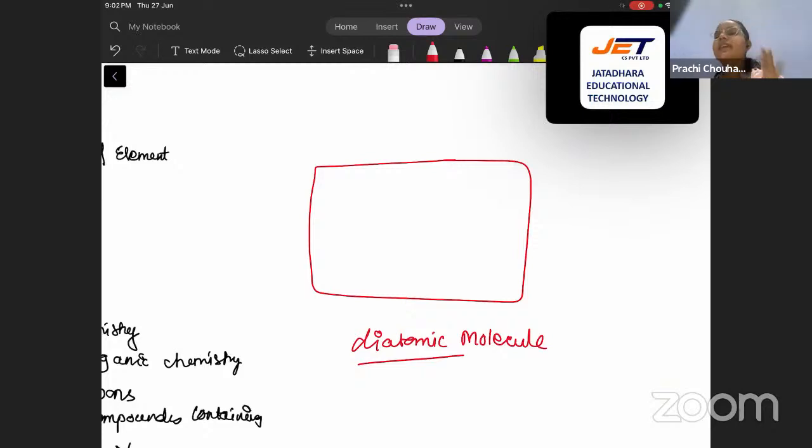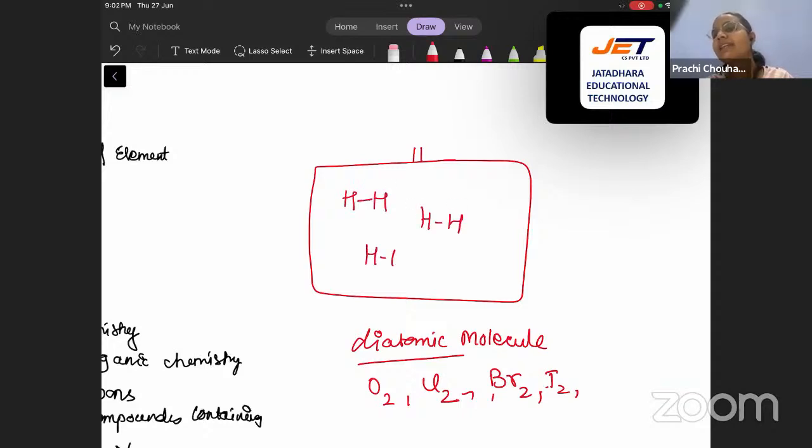Now, what are the other elements that exist as diatomic molecules? We can have O2, Cl2, Br2, I2, right? So these are some of the elements which exist as diatomic gases. Now let's suppose I take a cylinder and say that there is hydrogen in it. Here the constituent particle is a molecule.